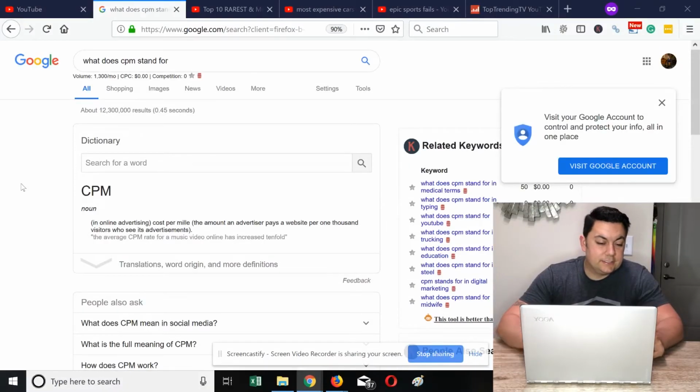All right, so you can see CPM. In online advertising, cost per mille is the amount an advertiser pays a website per 1,000 visitors who see its advertisement. So as far as YouTube ads go, we're talking about people who see the ads that appear in your videos.